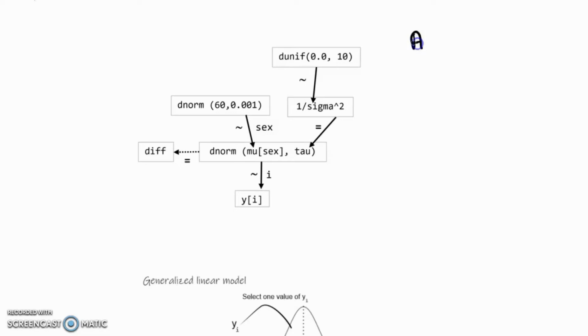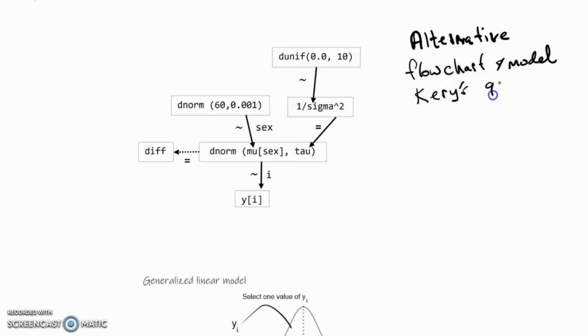In this video, I want to present an alternative flowchart and model different from that which is presented on page 95 of Carey. In my mind, it has a simpler likelihood function that is more similar to that we saw when we went over Krushke's text.